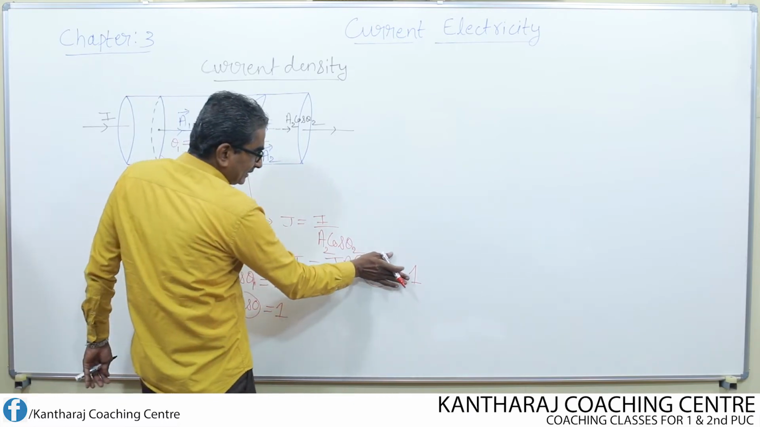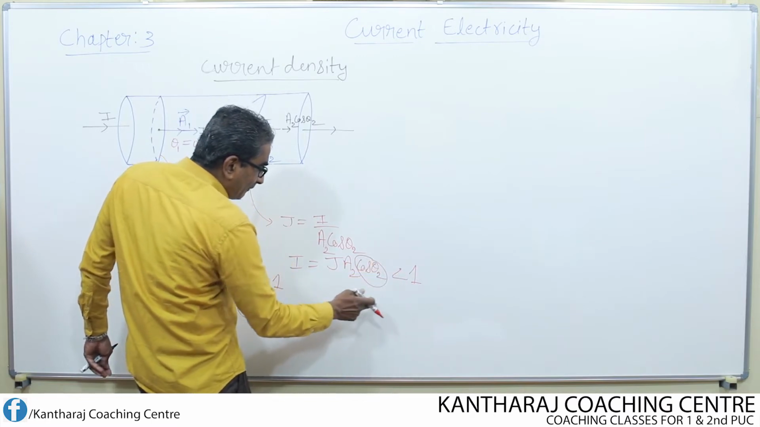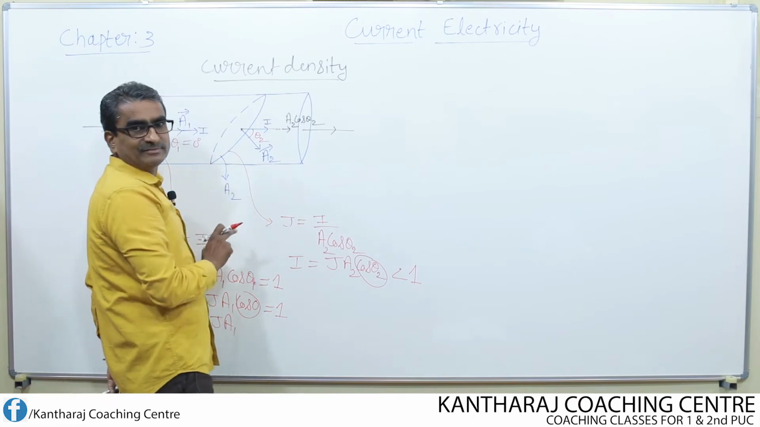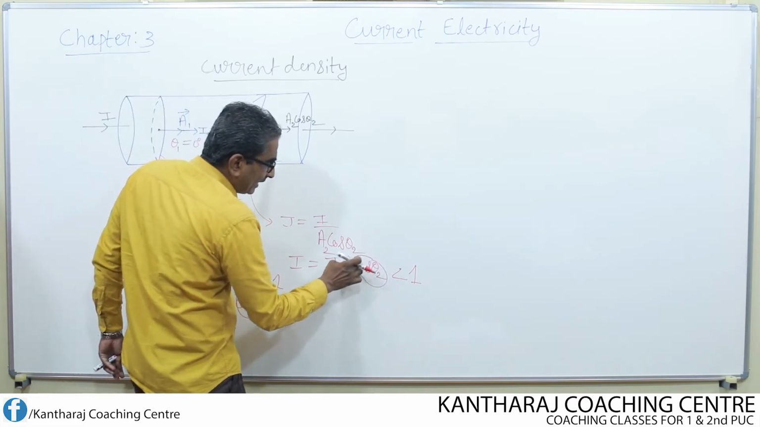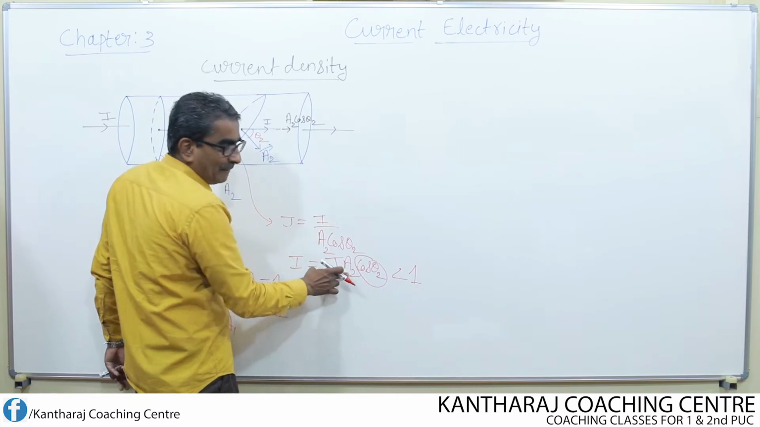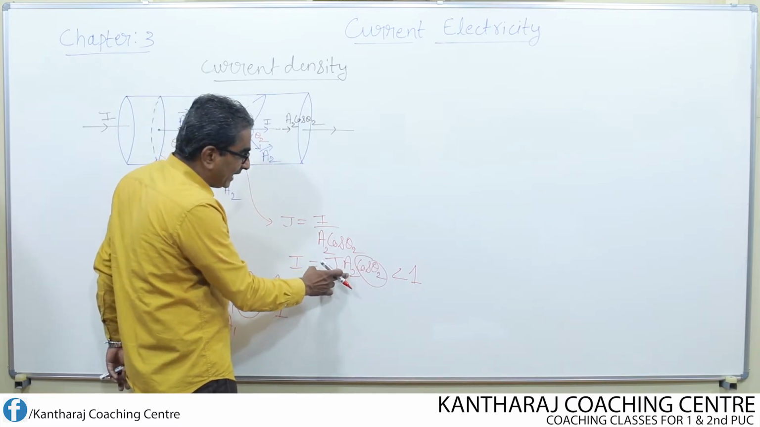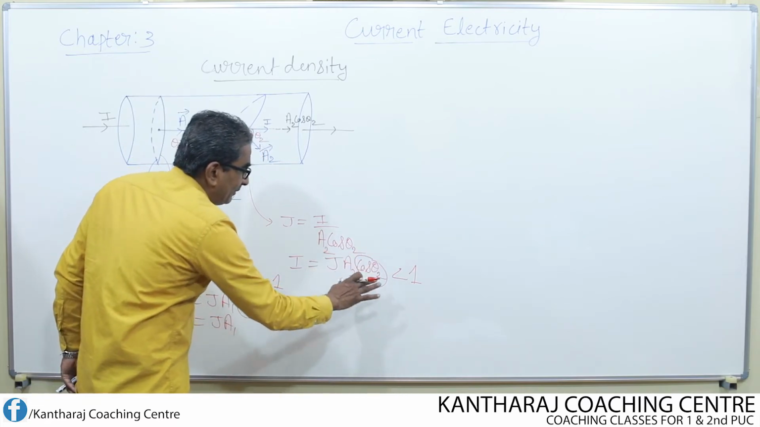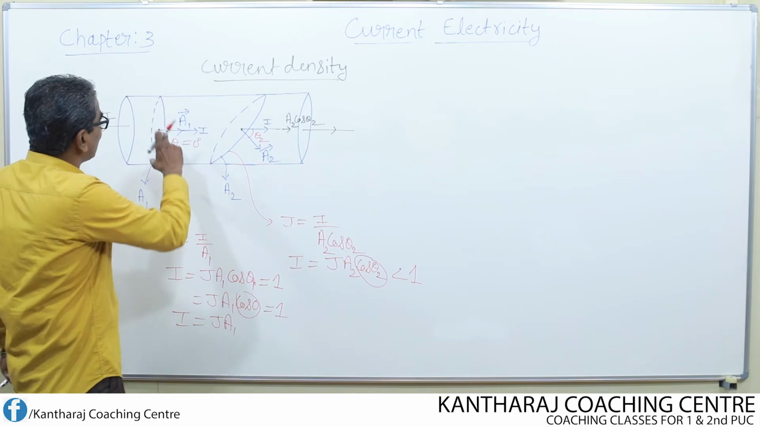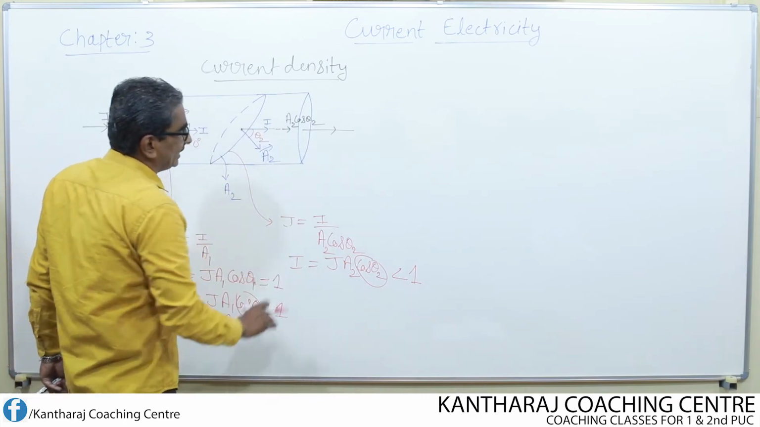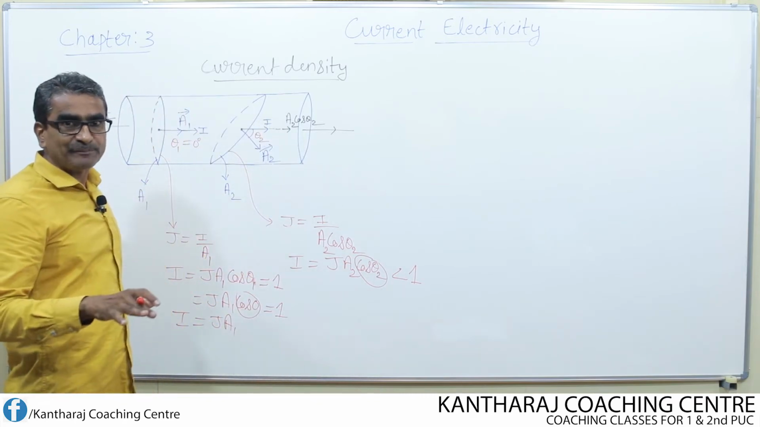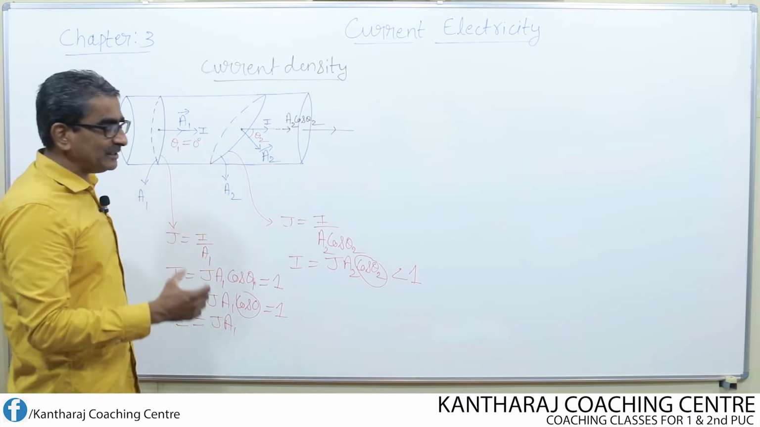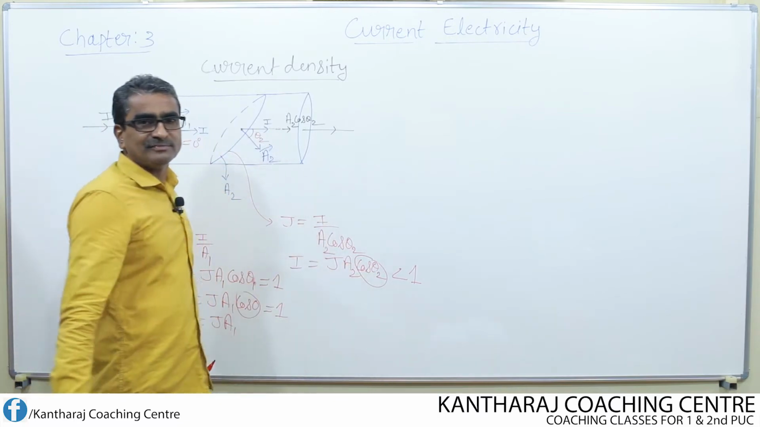Whatever amount this value decreases, that is compensated by the increase of area, because A2 is larger than A1. So the decrease of this value is compensated by the increase of this area. Therefore, once again, the product of all these remains the same. Therefore, the current through this area and also through this area remains the same, even though the area of cross section changes. So how it remains the same is by means of this angle.